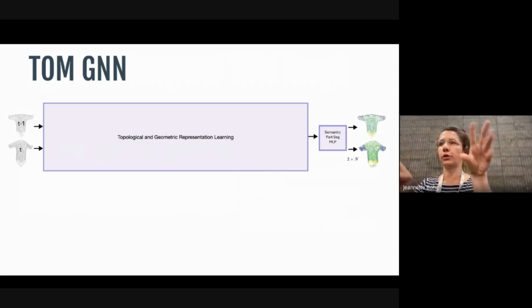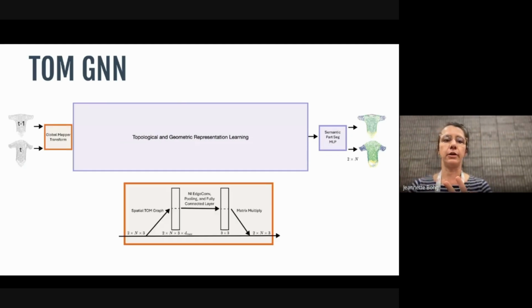Now you know what's happening in this mapper algorithm, and let's look at how we embed this in the architecture. Again, we have as input these two consecutive time steps of a point cloud. Now we do this mapper transform that I just showed you, which produces the spatial TOM graph for each point cloud to capture the intrinsic connectivity structure of this point cloud.